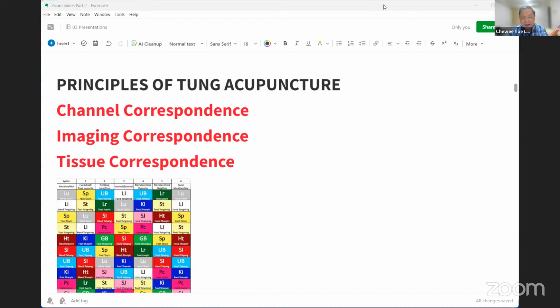What is the underlying principle of Tung Acupuncture?